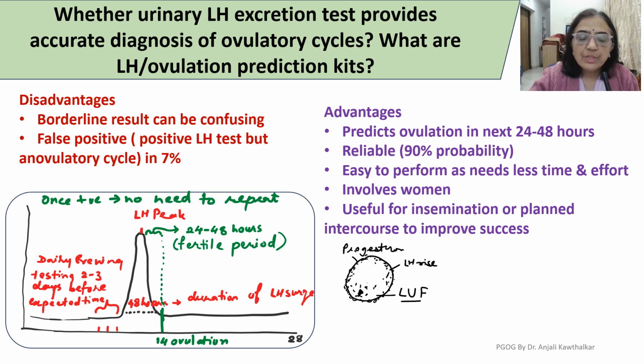So luteinized unruptured follicle, though it is rare, is the most difficult to diagnose, and we can't diagnose it by doing progesterone testing or LH testing. The only way it can be diagnosed is by doing ultrasonography.